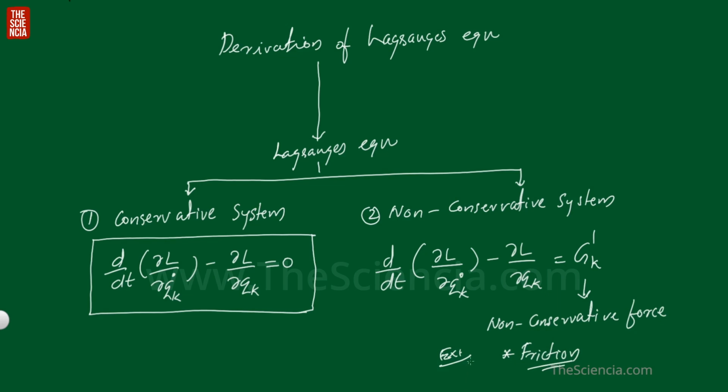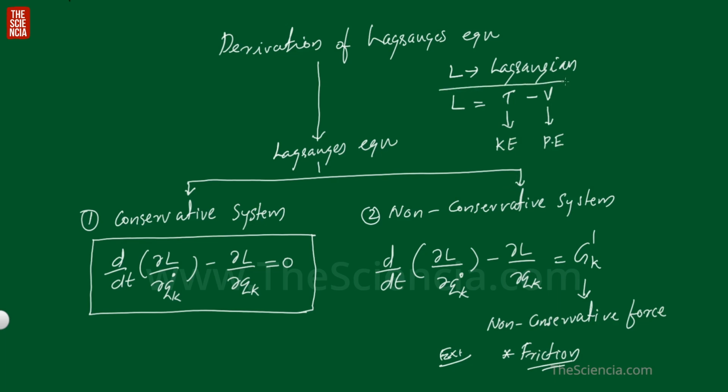Here maybe you have a little doubt: what is this L? This L is called the Lagrangian. And what is this Lagrangian? L is defined as L = T − V, where T is the kinetic energy of the system and V is the potential energy of the system.